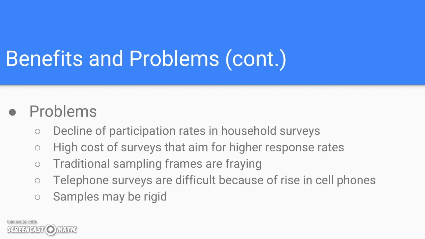Next, let's talk a little bit about the problems. First, there's been a decline of participation rates in household surveys. Researchers must ensure that they have a representative sample from which to collect data. It's important for researchers to consider their sample and provide ways for people to participate in a survey for data collection that would provide opportunities for people from a certain sample to share.